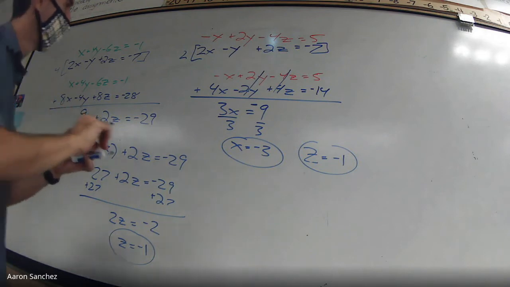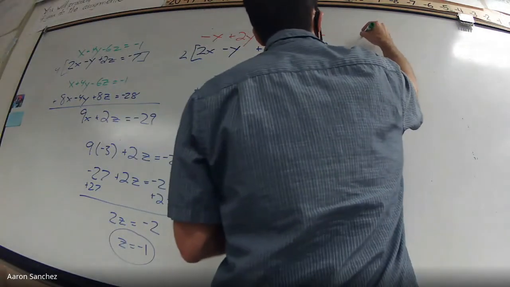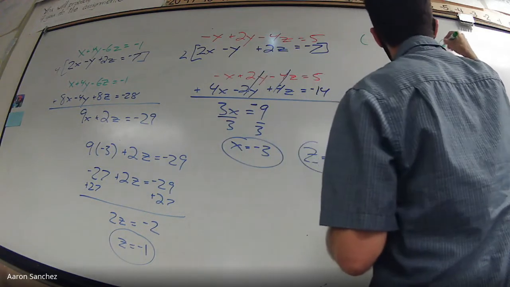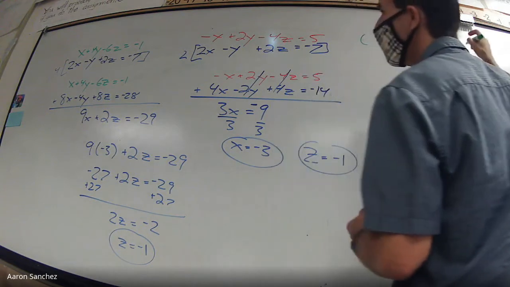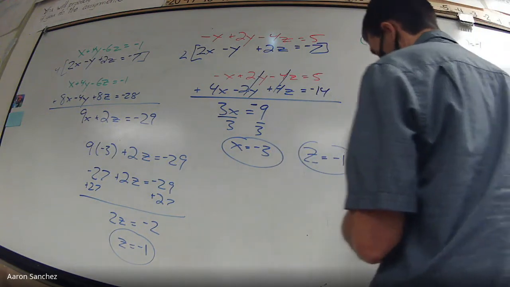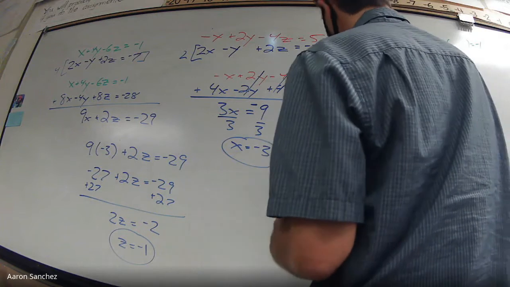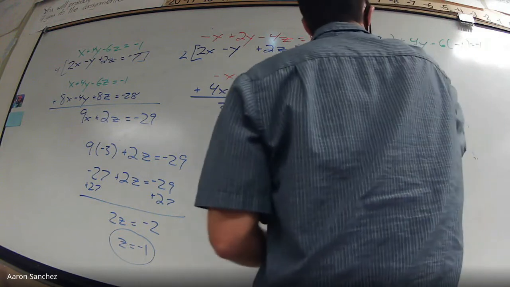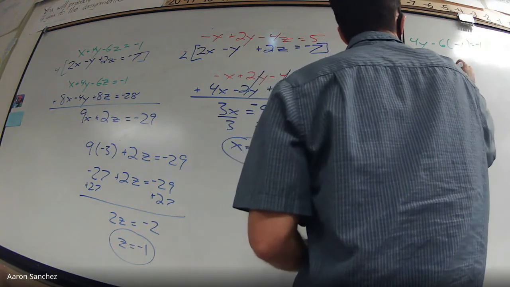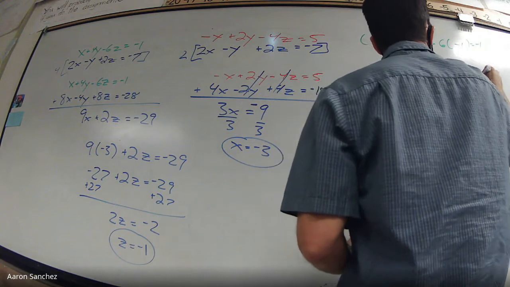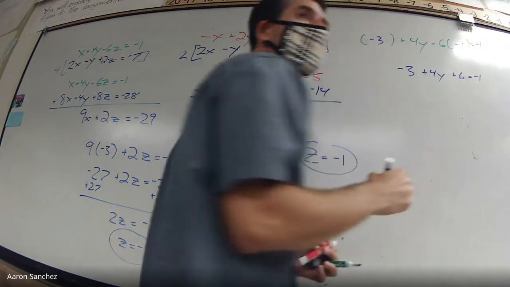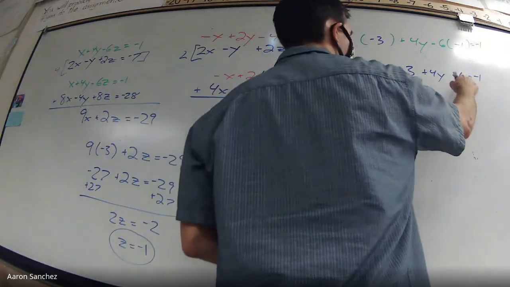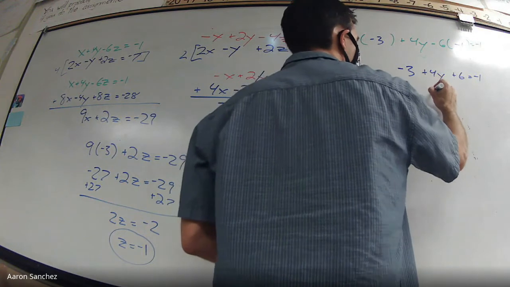So let's say x plus 4y minus 6 times z equals negative 1. Instead of x, I put negative 3. Instead of z, I put negative 1. So negative 3 plus 4y plus 6 equals negative 1. Combine terms, because they're on the same sign. 6 minus 3 is 3.